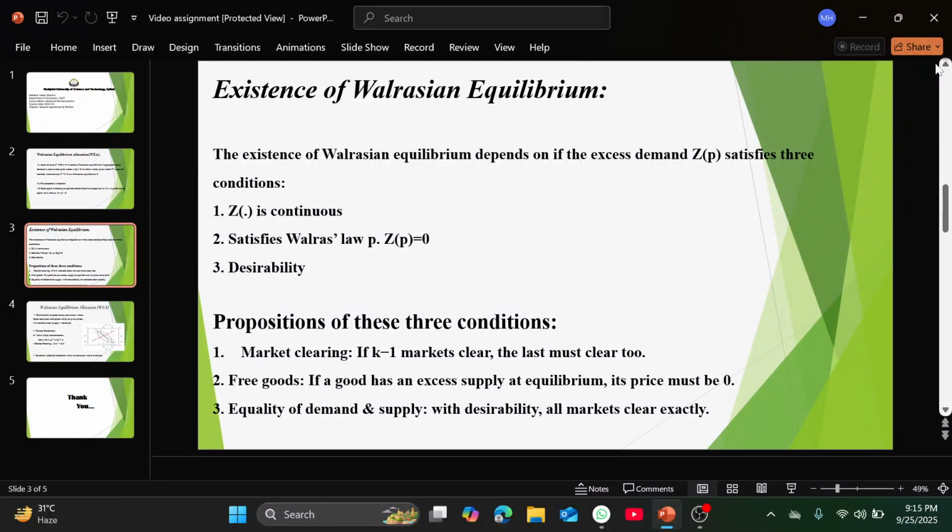Equality of demand and supply. If all goods are desirable and P star is a Walrasian equilibrium, then Z of P star equals 0. Proof: assume Z of P star is less than 0, then by the free good proposition P star equals 0, but then by the desirability assumption Z of P star is greater than 0, and that is a contradiction.